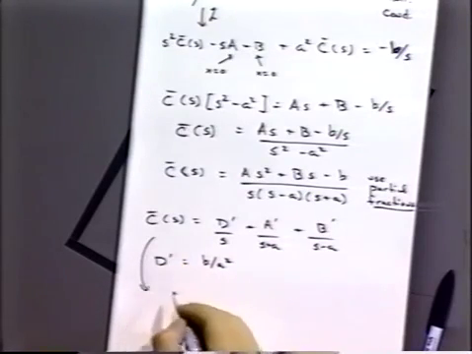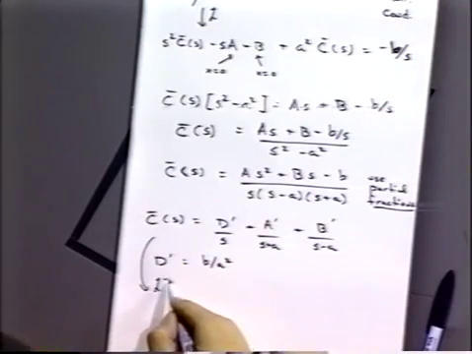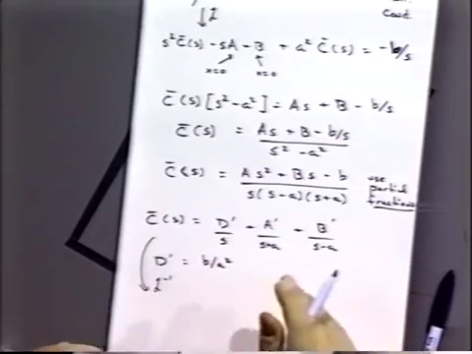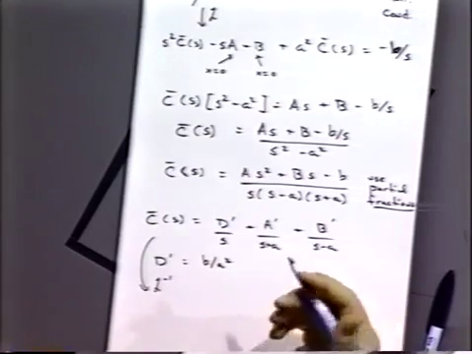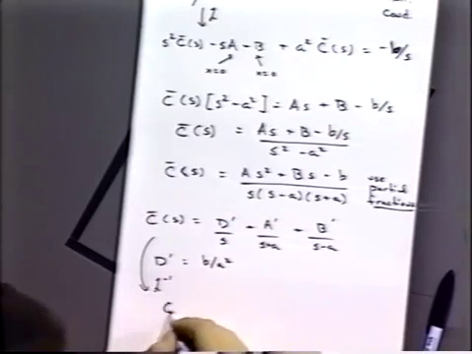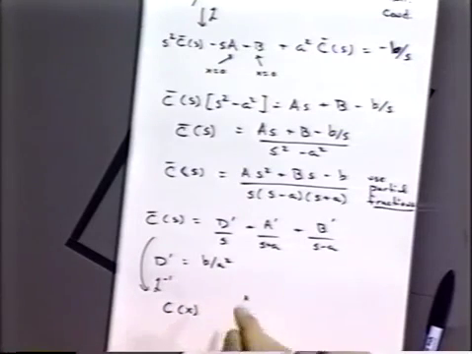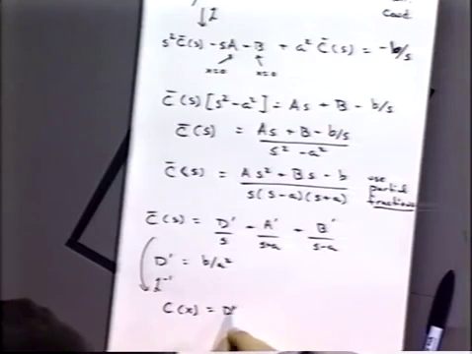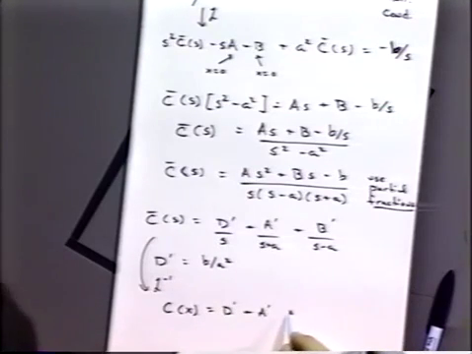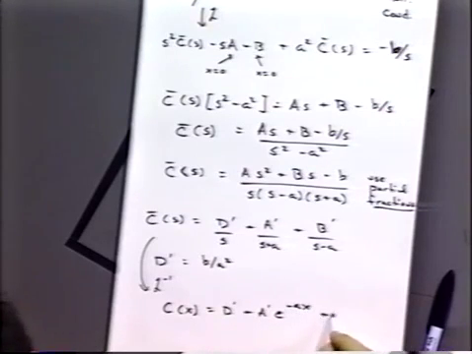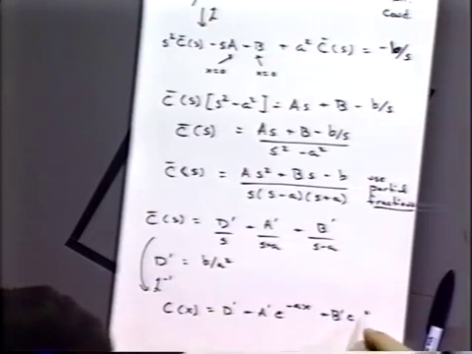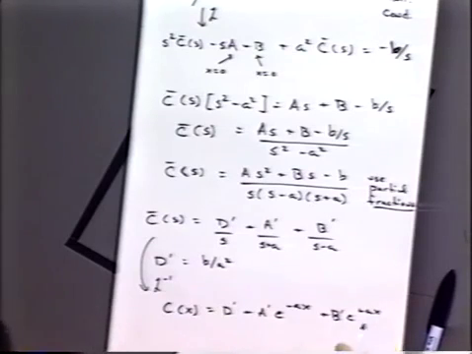Now, taking this expression, now that we know the value for this Laplace transform at s equal to 0, we can get out of the Laplace space and write that c as a function of s is equal to d prime plus a prime e to the minus ax plus b prime e to the plus ax.